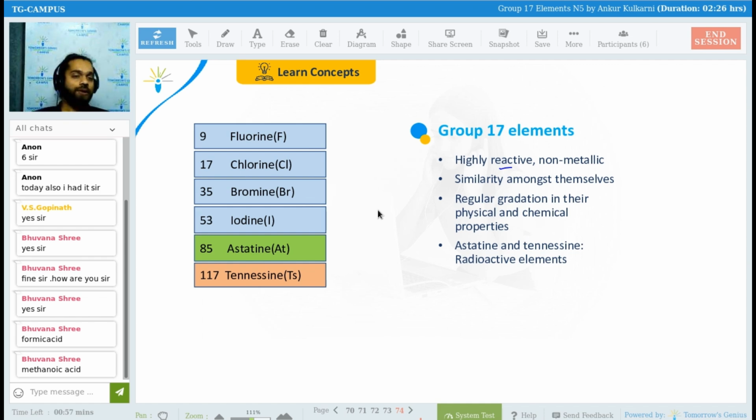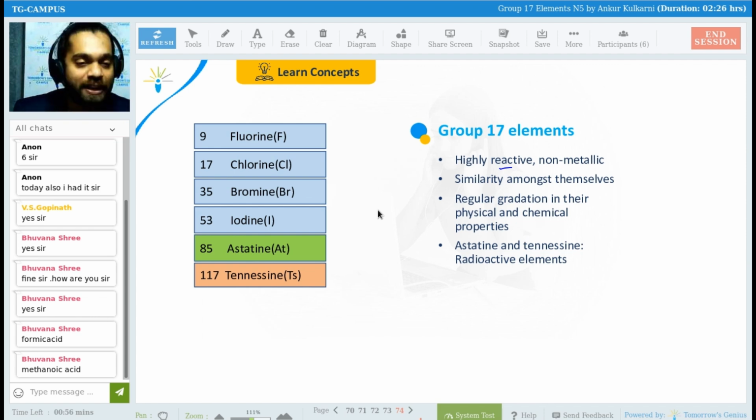They are highly stable, so it will tend to give electron. If it is highly stable, it will not be highly reactive, isn't it? Stability is inversely proportional to reactivity. Reason is wrong, assertion is correct. First time I am seeing this.